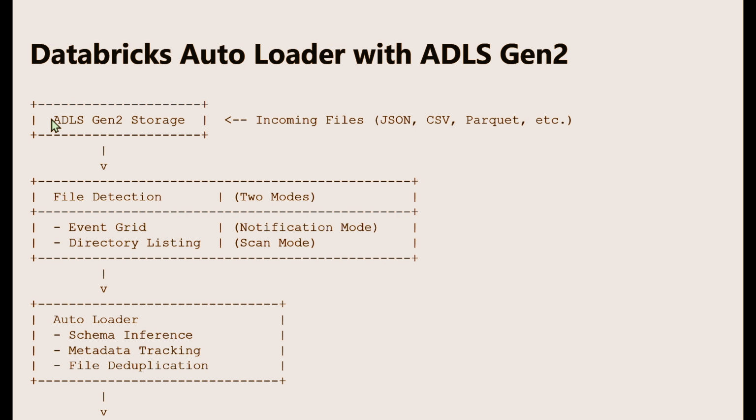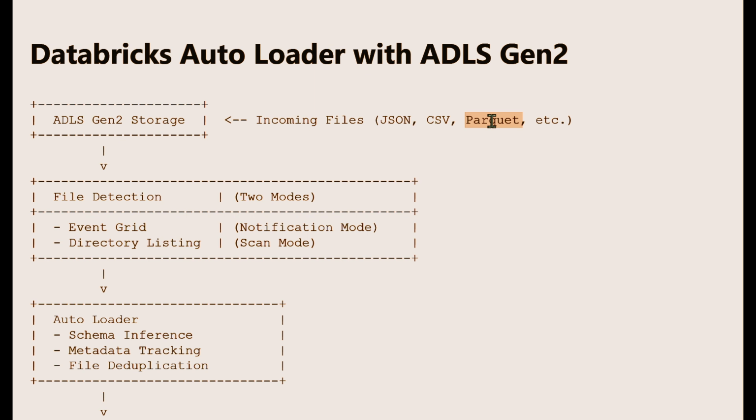So what we do is load the data into ADLS Gen 2, and then we start bringing additional files into ADLS Gen 2. Those will be the incoming files. They will have different formats such as JSON, CSV, or Parquet.